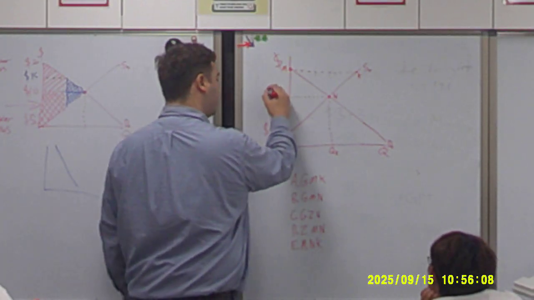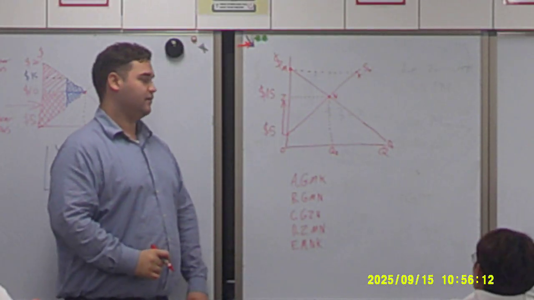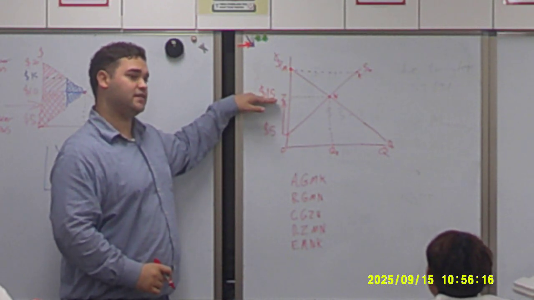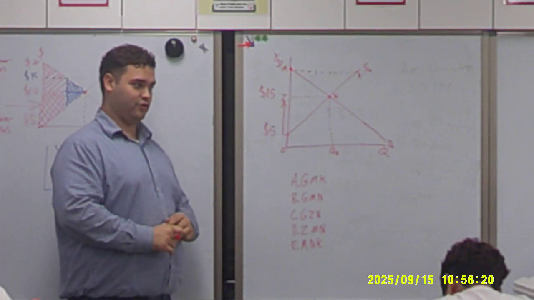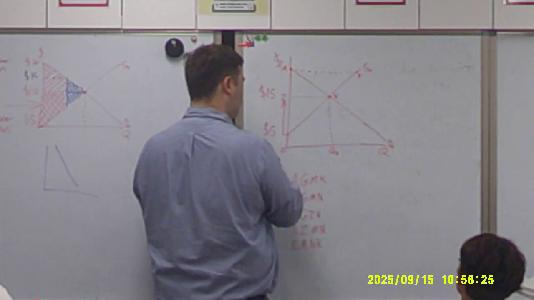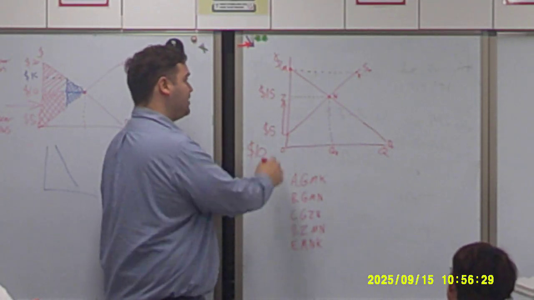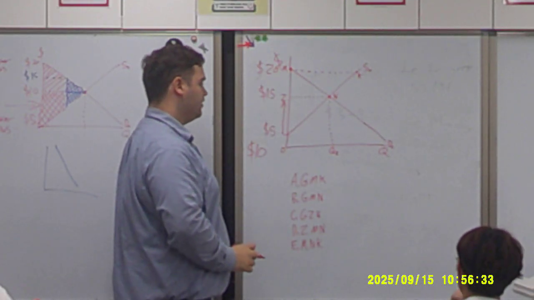So if you sell it at $15, then for every unit you make is $15. The surplus is what? Higher. Yes. So you make $10 in profit, right? And if we sell it for $20, we make how much in profit? $15.